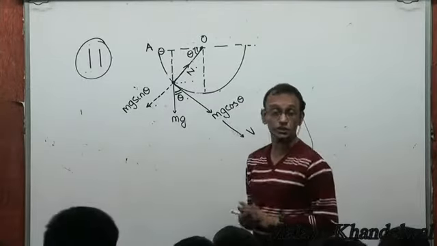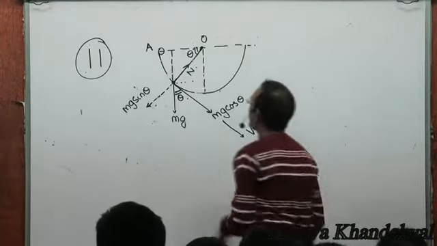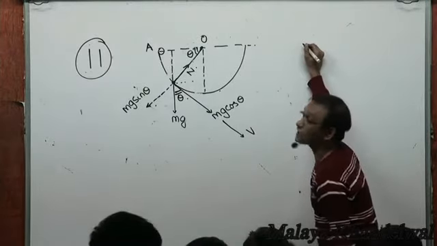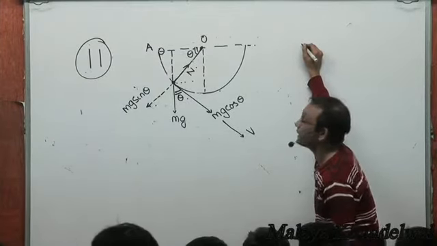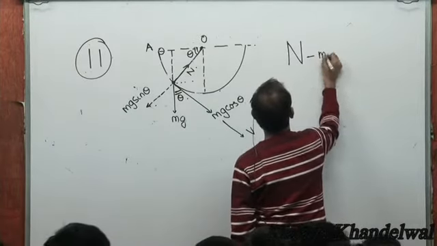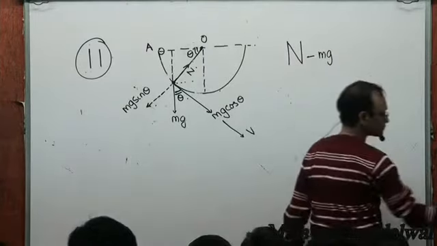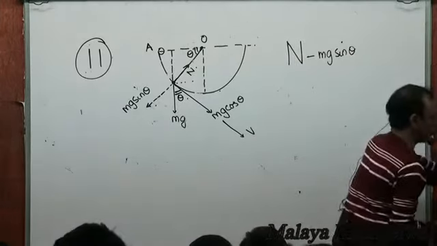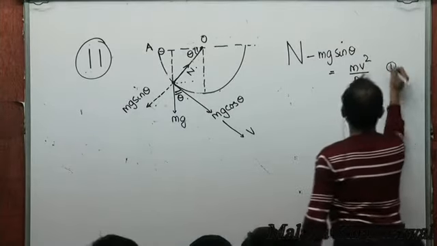Velocity will always be along the tangent to the trajectory. This is the trajectory. It will always be along the tangent to the trajectory. Now, it's moving in a circle of radius r, and who's responsible for the required centripetal force here? N minus mg sin theta, right? N minus mg sin theta is mv squared by r, right? That's the centripetal force.